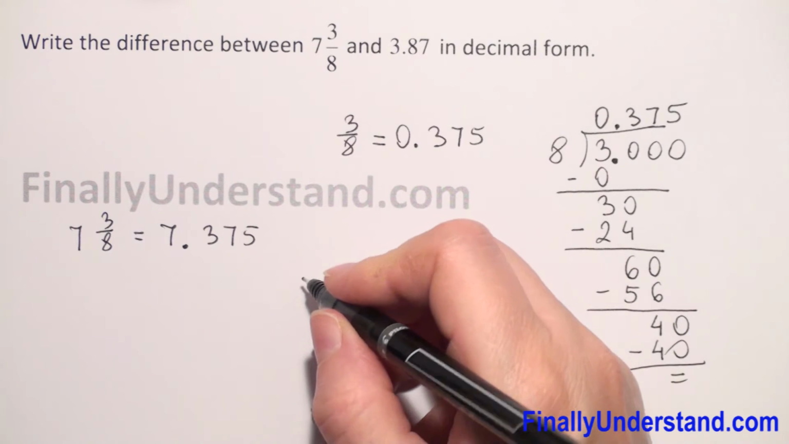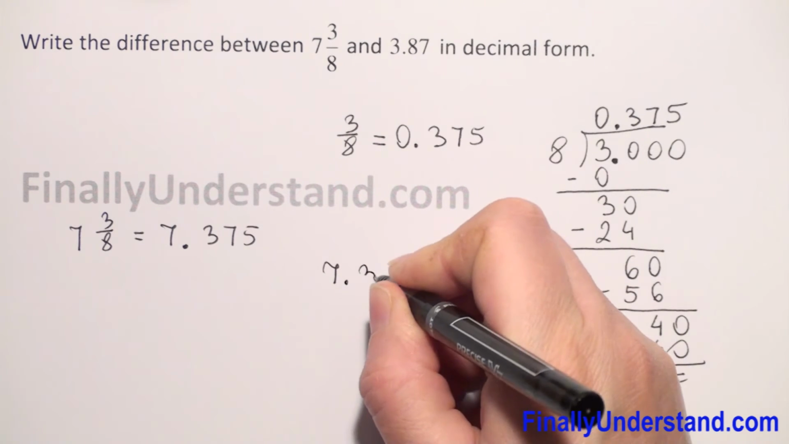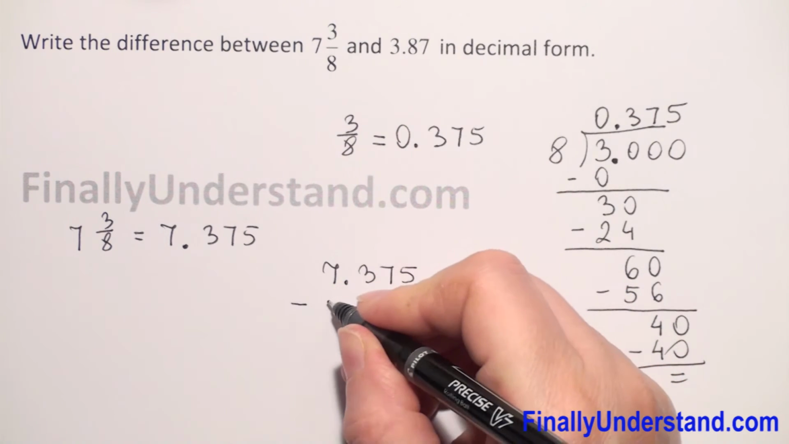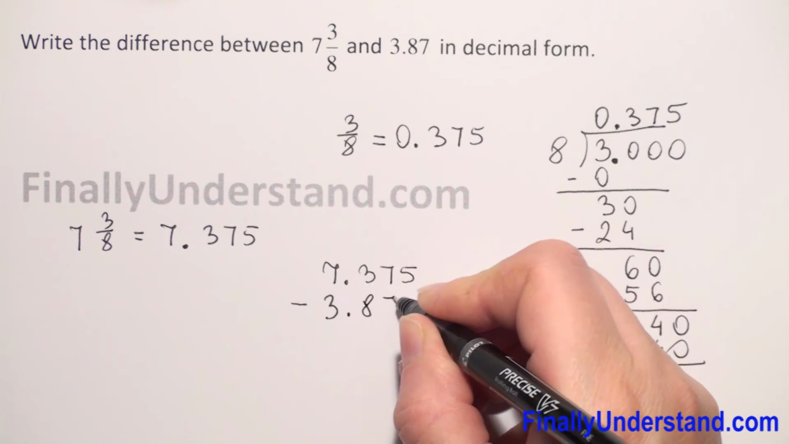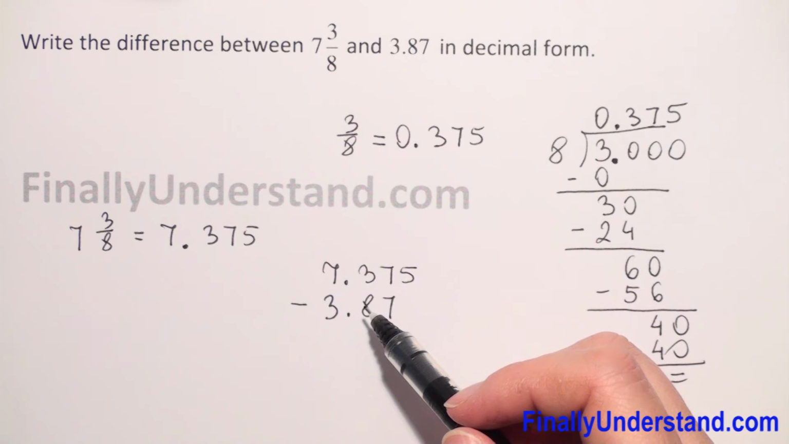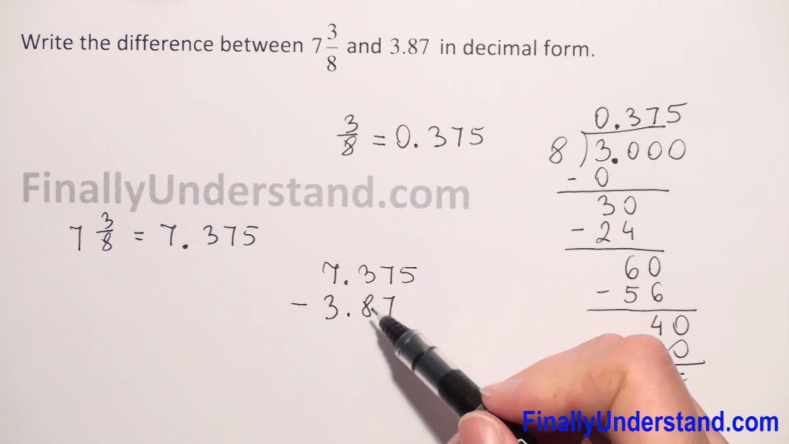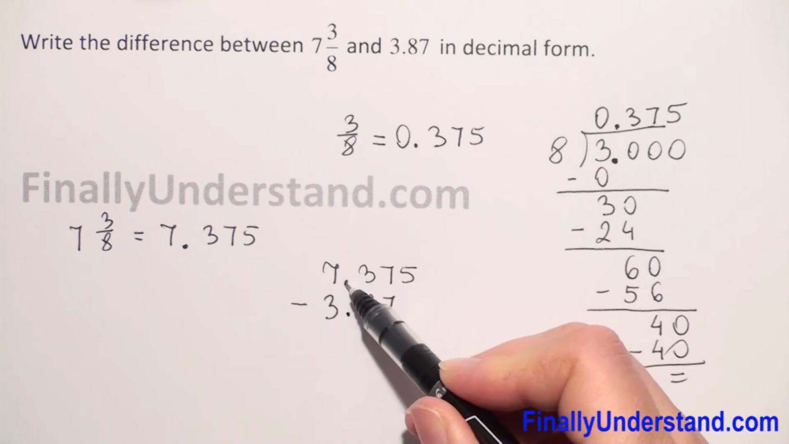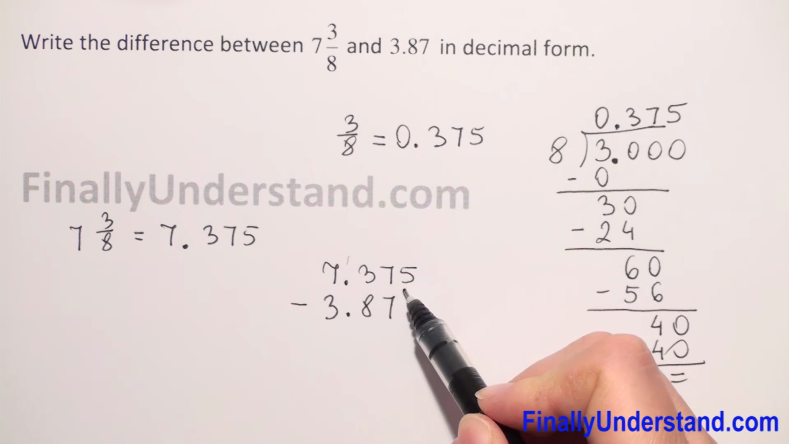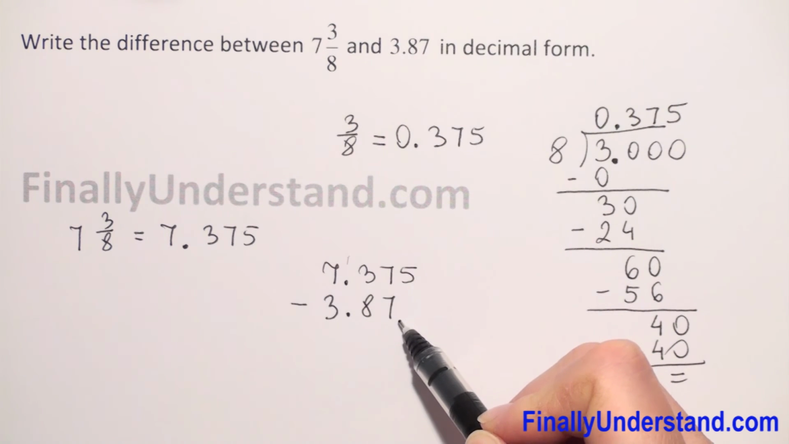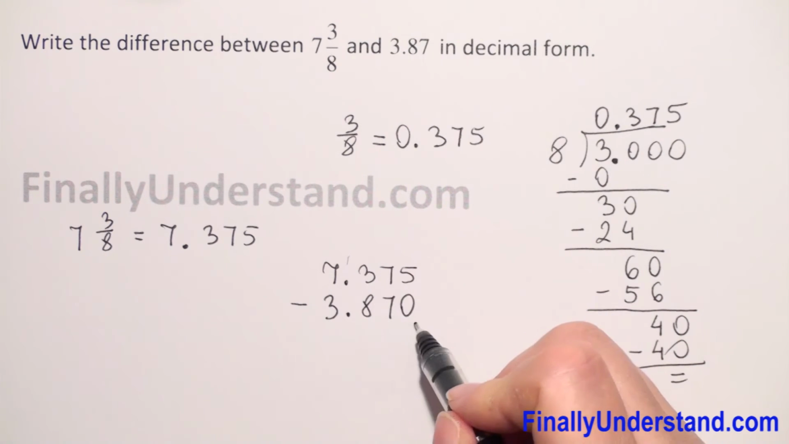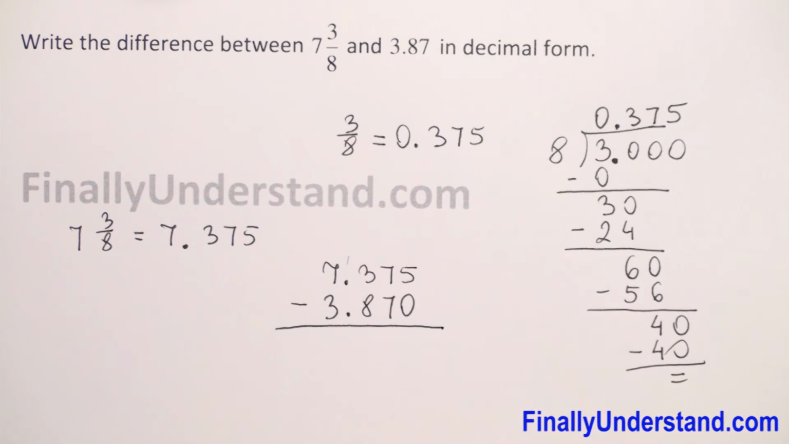So now we can find the difference between 7 and 3 over 8 and 3.87. So on the top will be 7.375. From this number we have to subtract 3.87. When we subtract decimal numbers, we have to write them in vertical columns aligning the decimal points. So we have to keep them in the same column. And next we have 3 decimal places in the first number, in the second we have 2. So we add a 0 at the end. So we have 3 decimal places, 3 decimal places, and now we can do subtraction.